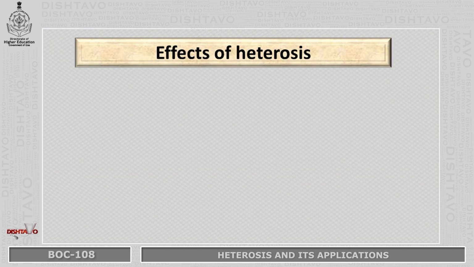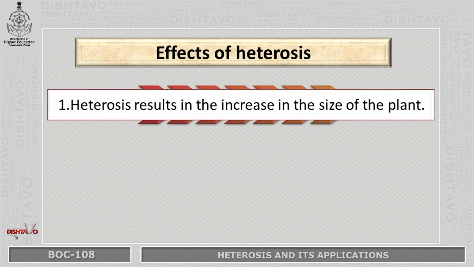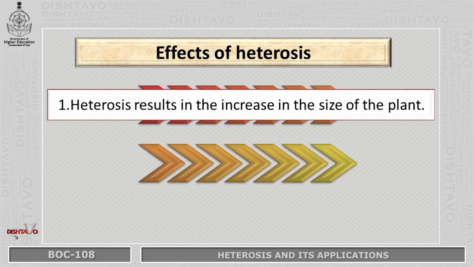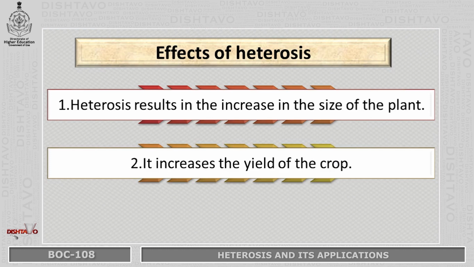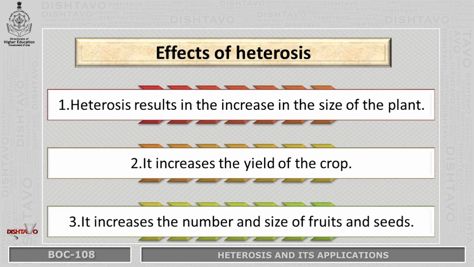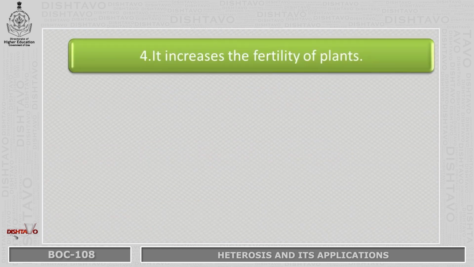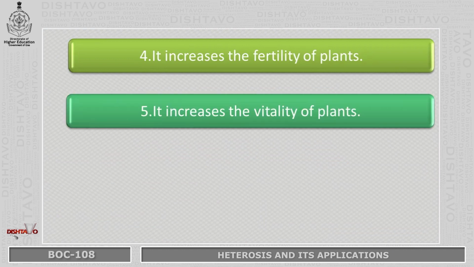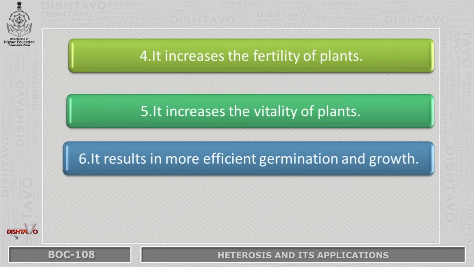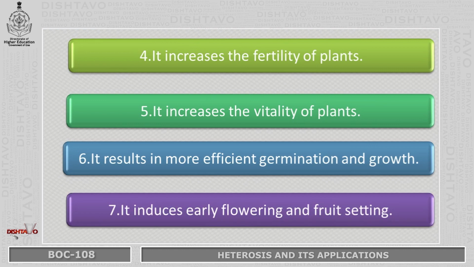Let us see the effects of heterosis. Heterosis results in the increase in the size of the plant. It increases the yield of the crop. The number and size of fruits and seeds increases. It increases the fertility of plants. It increases the vitality of the plants. It results in more efficient germination and growth. It induces early flowering and fruit setting.